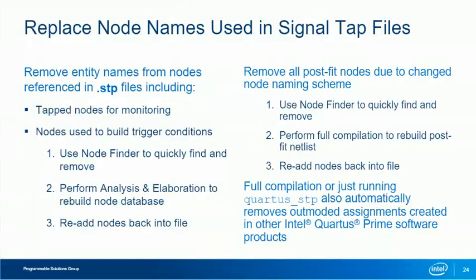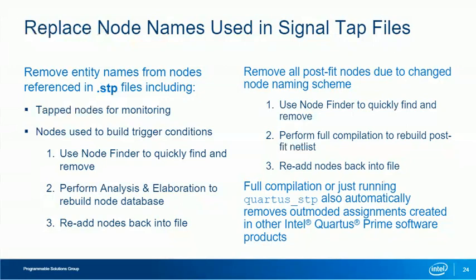To do this, use the Node Finder to quickly find and remove nodes that include entity names. Run Analysis and Elaboration, the first stage of synthesis, to rebuild the node database, and use the Node Finder again to add the nodes back into the file.